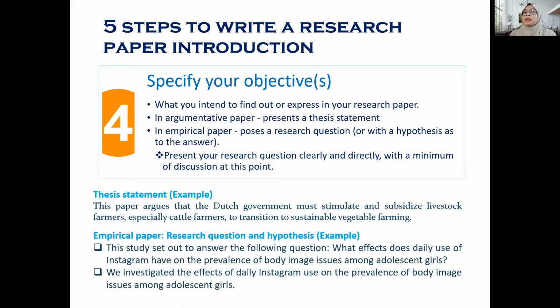The example of an empirical paper, we use a research question, for example. So this study set out to answer the following question. What effect does daily use of Instagram have on the prevalence of body image issues among adolescent girls? The other example is stated indirectly. We investigated the effect of daily Instagram use on the prevalence of body image issues among adolescent girls.